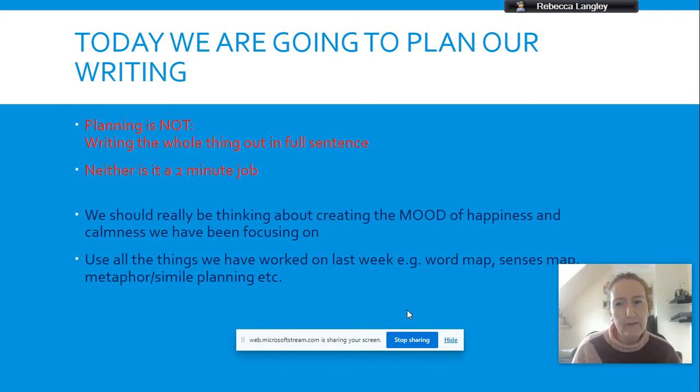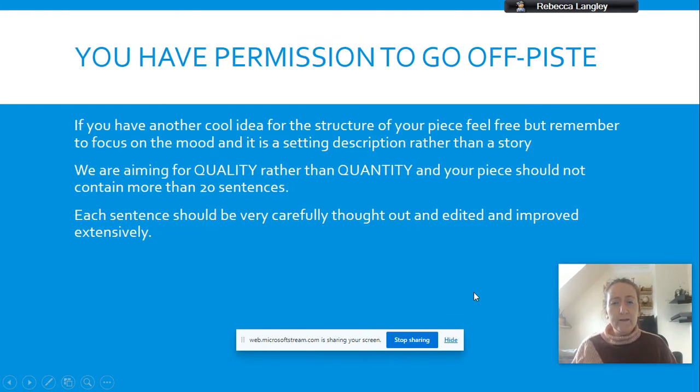So you're going to use everything that we worked on last week. Have handy your word map, the one where we crossed out the words that we didn't like, your senses map, your metaphor and your simile planning. All of that is going to feed into your planning today. So I give you permission, if you don't like this, to go off piece. If you've got another better idea, you can do it. But this is the structure that I'm suggesting you focus on.